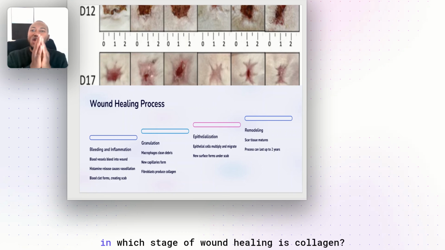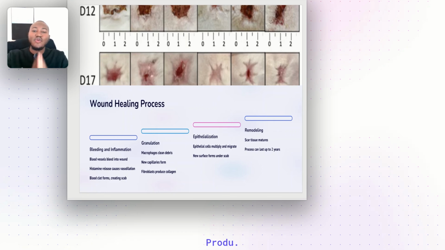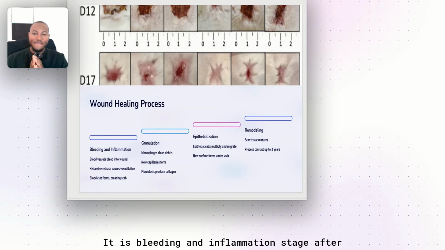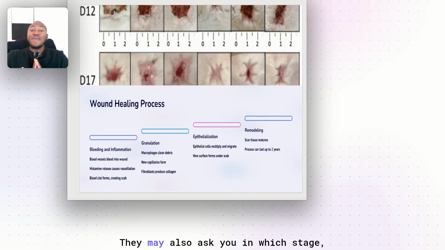So they may ask you, in which stage of wound healing is collagen produced? It is granulation. In which stage does blood clot form? It is the bleeding and inflammation stage. After that, they may also ask you, in which stage do macrophages come? If you see macrophages, you are already in the granulation phase.